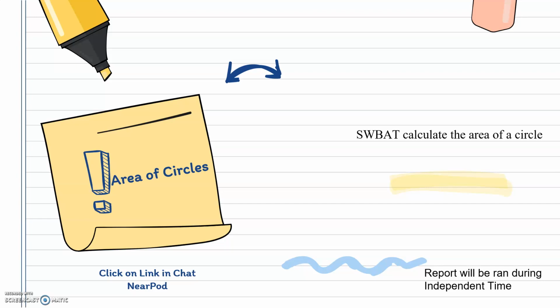And for today, we are going to be looking at the area of a circle. So we're not going to stop, we're going to keep it up. Today you should be able to learn to calculate the area of a circle.